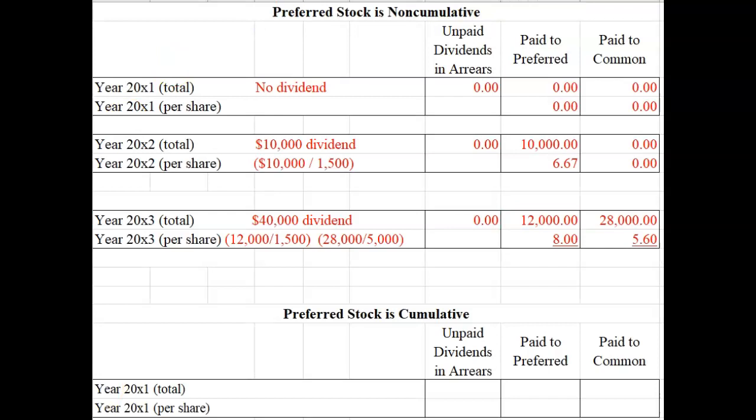Well, that's all for this video. In our next video, we will do the calculations using the exact same example. We'll do the calculations if the preferred stock is cumulative. It's going to make a big difference.